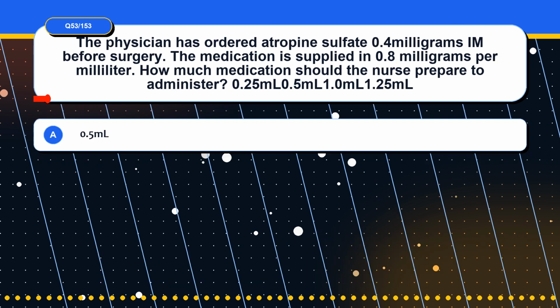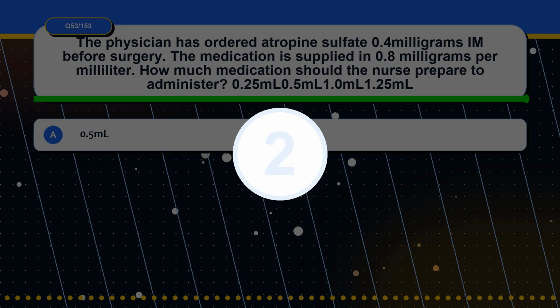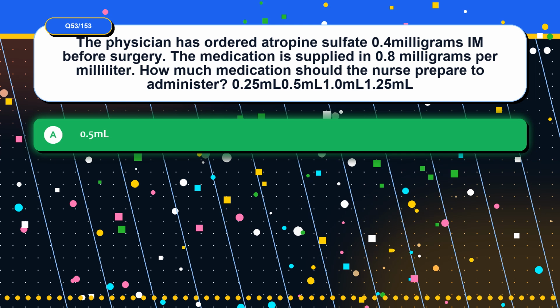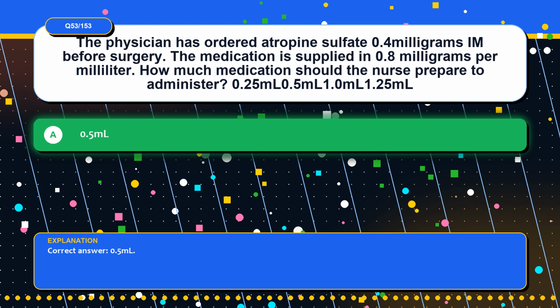Question 53. The physician has ordered atropine sulfate 0.4 mg IM before surgery. The medication is supplied in 0.8 mg per milliliter. How much medication should the nurse prepare to administer? 0.25 ml, 0.5 ml, 1.0 ml, 1.25 ml. Here are the options. Option A, 0.5 ml. The correct answer is option A, 0.5 ml. Correct answer, 0.5 ml.